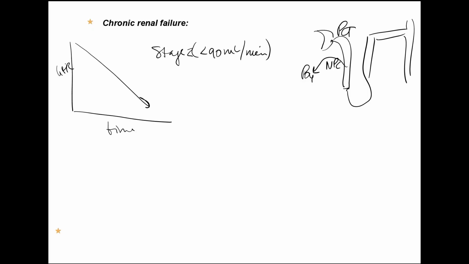The body responds to this increase in phosphorus by increasing fibroblast growth factor 23 and PTH, because the phosphorus binds to the calcium, precipitating it and decreasing it. Your patient is still asymptomatic, but note the increased PTH is going to result in osteoporosis, and if it goes on long enough, osteitis fibrosa cystica.